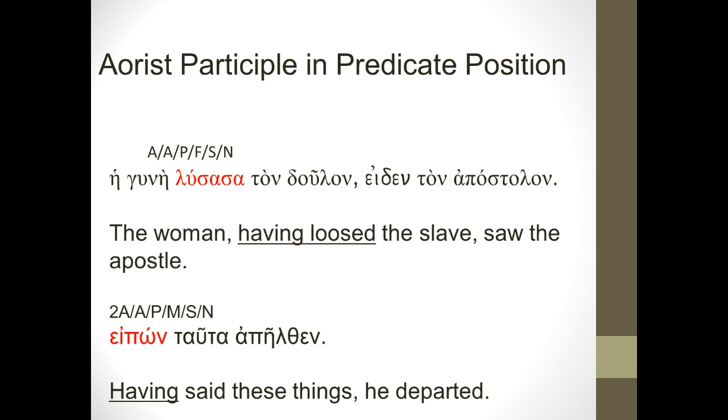Let's look at the next one here. Eipon is your second aorist active participle, masculine singular nominative. Eipon tauta apelthon. Having said these things, he departed.